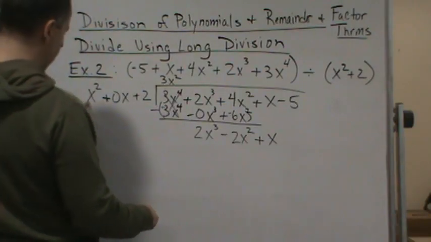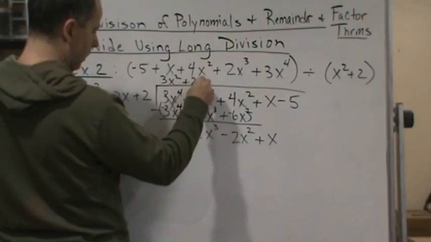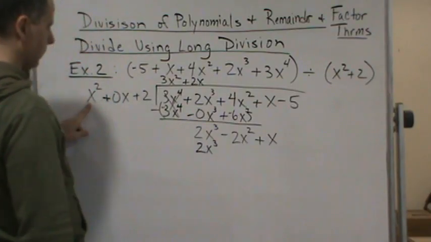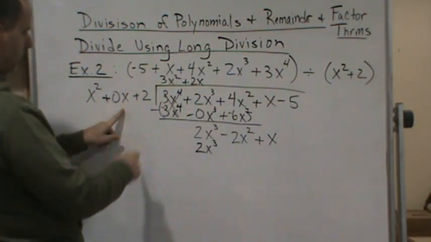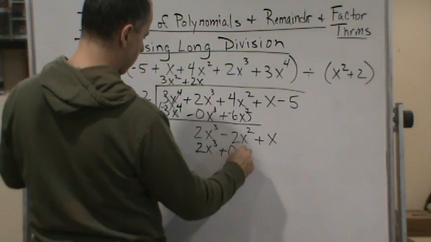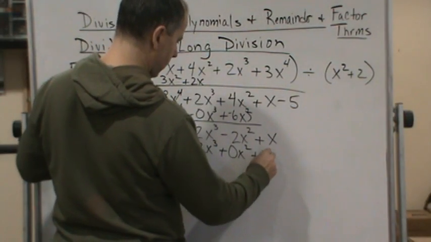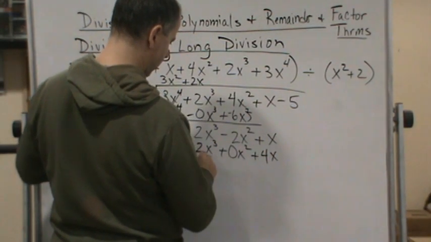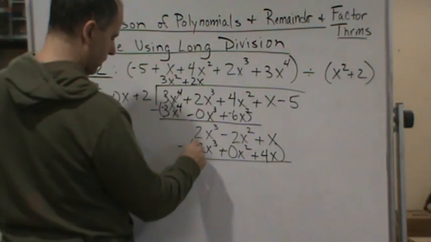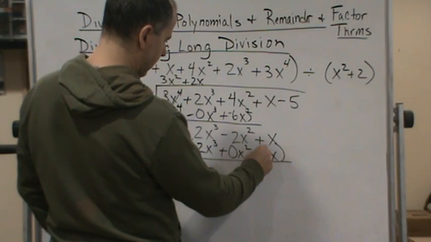So now x squared times 2x equals 2x cubed. And so now I'm going to cycle through. So 0x times this is going to give me plus 0x squared. And then 2 times 2 is 4, so that's going to give me 4x. So again, I'm going to subtract. And so then this is going to become negative. This doesn't matter because it's 0. And this is going to become negative.